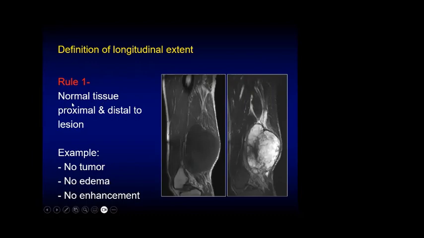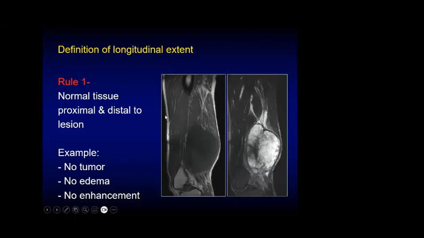Rule number one, you should always see normal tissue proximal and distal to the lesion. So if you did, for example, a sagittal plane on this tumor, but your sagittal plane was small and you kind of missed part of the tumor, then it is not acceptable. So you have to increase your field of view until you see healthy tissue proximally and distally. What that means by healthy tissue is that there is no tumor, there's no edema, and there's no enhancement. So you keep increasing your field of view until you get completely no tumor, no edema, and no enhancement.